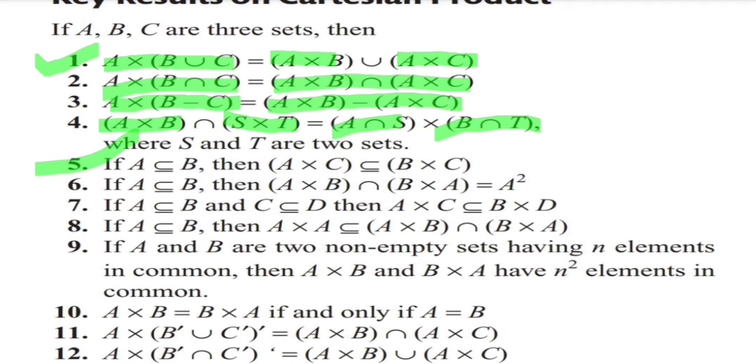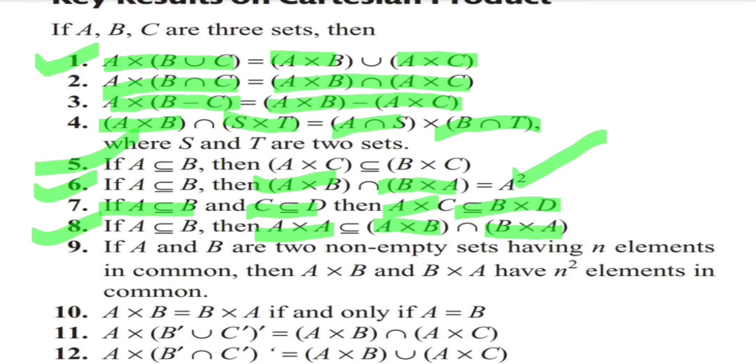Next, the fifth one is, if A is a subset of B, then we can write A Cartesian product C is a subset of B Cartesian product C. Next, the sixth one is, if A is a subset of B, then (A Cartesian B) intersection (B Cartesian A) equals what? A square. And the seventh one is, if A is a subset of B and C is a subset of D, then A Cartesian product C is a subset of B Cartesian product D. And the eighth one, if A is a subset of B, then A Cartesian product A is a subset of what? (A Cartesian product B) intersection (B Cartesian product A).